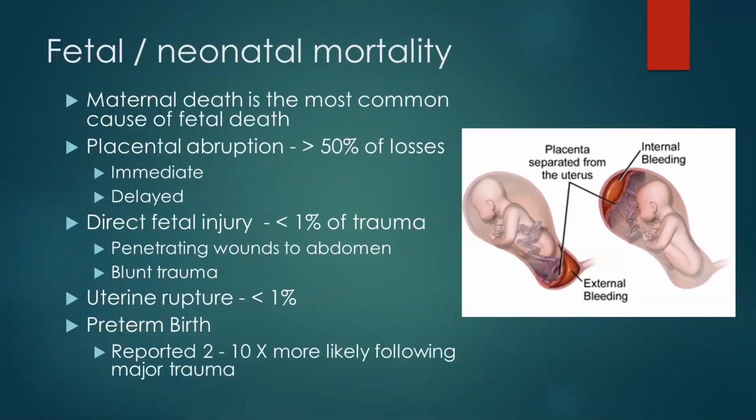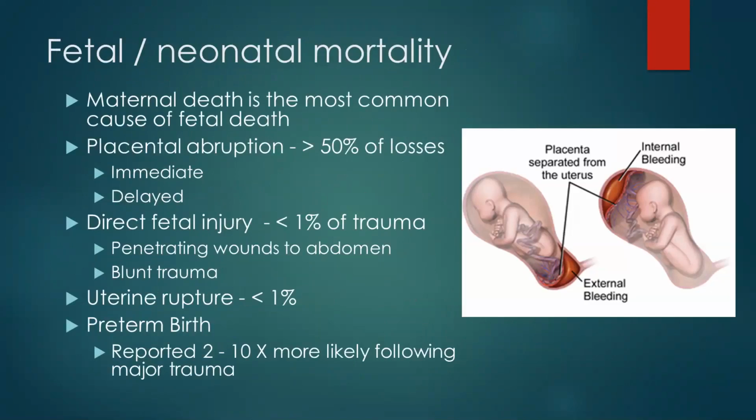So where does most of the fetal neonatal mortality occur? So maternal death is the most common cause, and that seems to be obvious, right? Below that is going to be placental abruption, and it is responsible for about 50% of the losses, either immediate or delayed. Direct fetal injury occurs in less than 1% of the traumas, and those are usually due to penetrating wounds or blunt traumas. And normally the blunt traumas are due to if mom is driving, the steering wheel hits her, or she gets crushed within a vehicle or a fall.